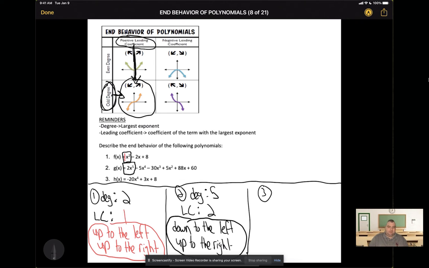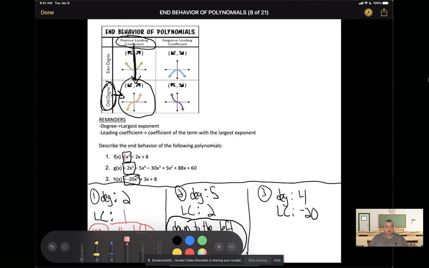Let's do number 3 now. We have to find our degree and our leading coefficient again. So negative 20x to the fourth plus 3x plus 8. This term has my largest exponent. My largest exponent is going to be 4, so my degree is 4. And my leading coefficient is going to be negative 20.